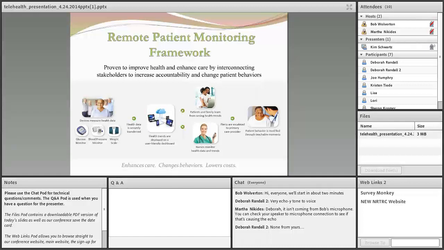Is there still an echoey tone? Is it better? I'm just double checking. I'm seeing some remarks there, so I'm making sure. I moved my mic a little bit, hoping that helps a bit. Maybe that's a little better.